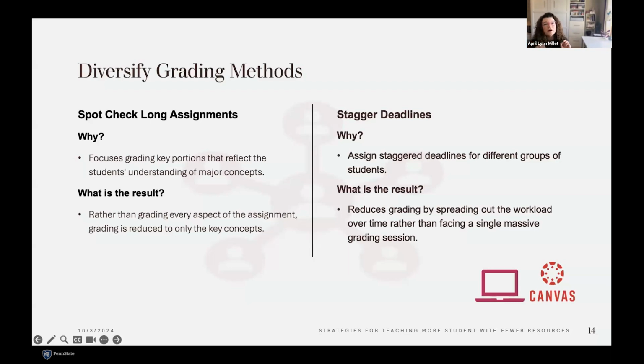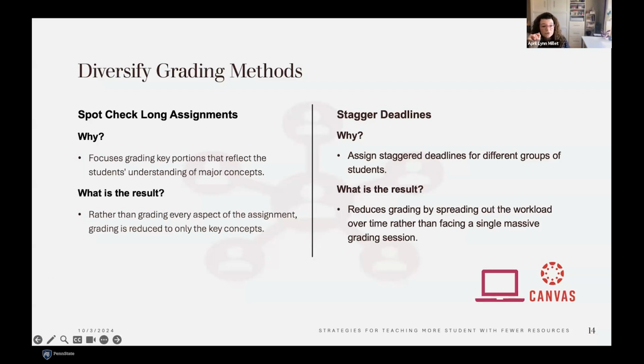If the types of assignments that they're giving their students actually fits well with these two options. So in addition to traditional grading methods, these options will assist with streamlining grading.